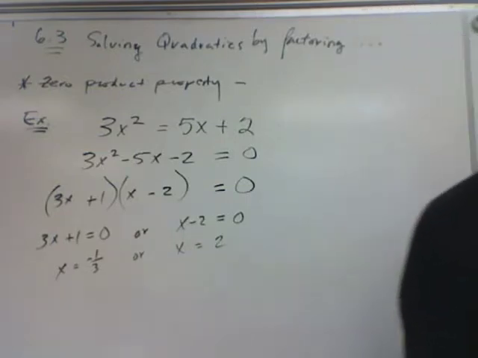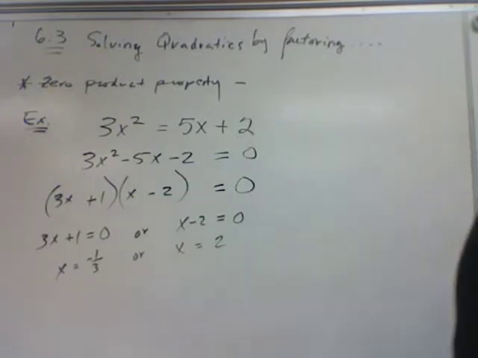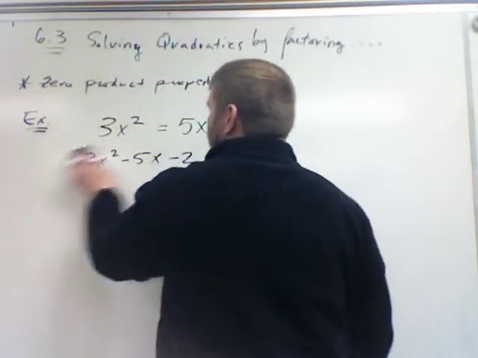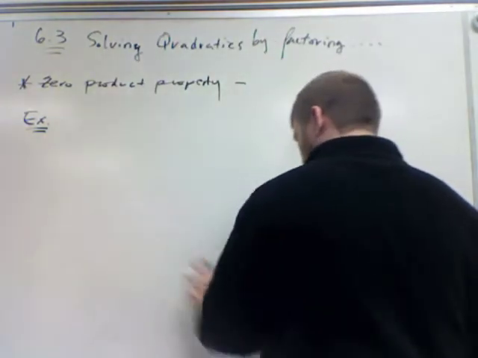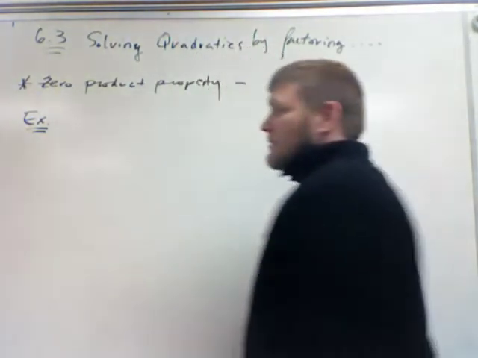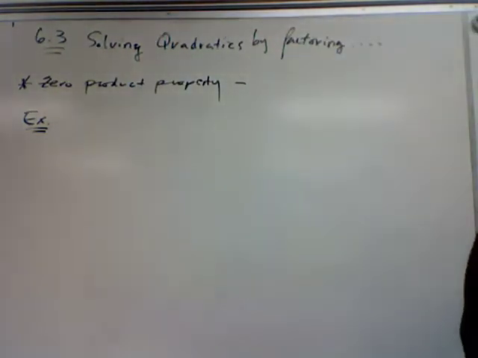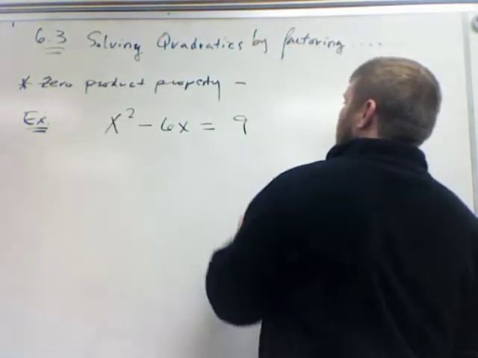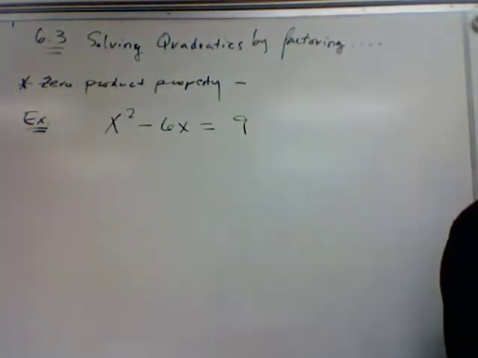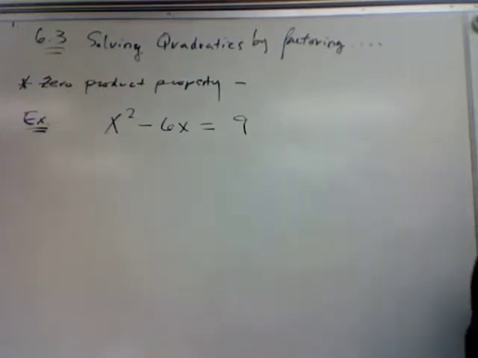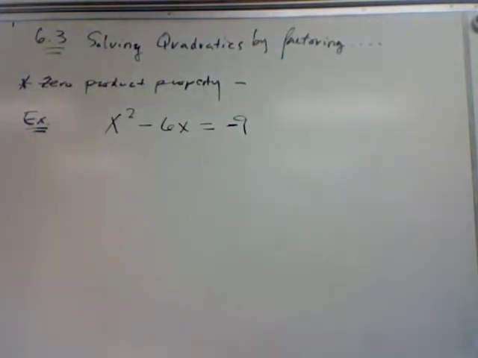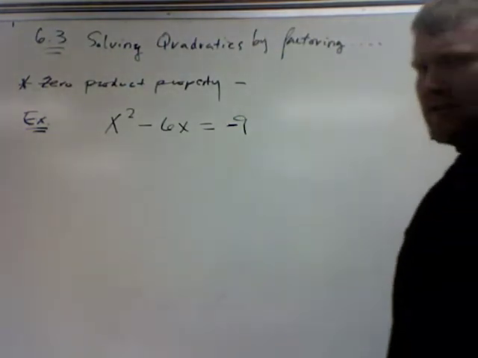Any questions on that? All right, one more. I have x squared minus 6x equals, this is supposed to be negative 9. Negative 9. Again, I want to solve by factoring.